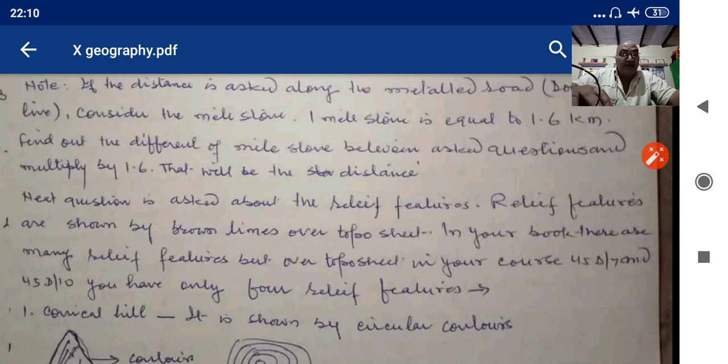Once again I tell you that if the distance is asked along the metalled road, by the side of metalled road there are certain numbers written. Those numbers stand for milestone. 1 milestone stands for 1.6 kilometer, and the difference of milestone will be the distance.